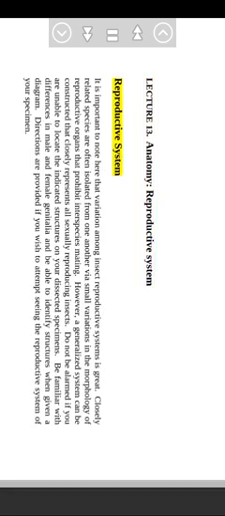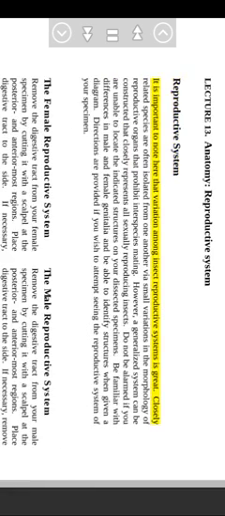Lecture 13. Anatomy. Reproductive system. It is important to note here that variation among insect reproductive systems is great. Closely related species are often isolated from one another via small variations in the morphology of reproductive organs that prohibit interspecies mating. However, a generalized system can be constructed that closely represents all sexually reproducing insects.